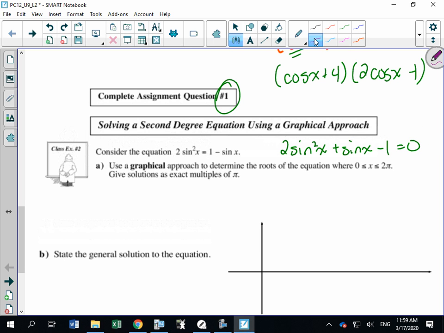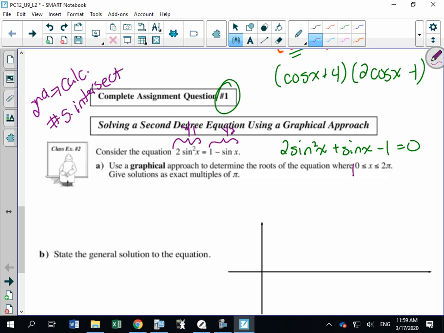The approach that I'll do is the intersect approach, y1 and y2, and it's going to be second calculate, I believe it's number 5, intersect.